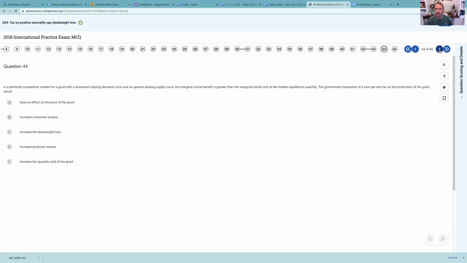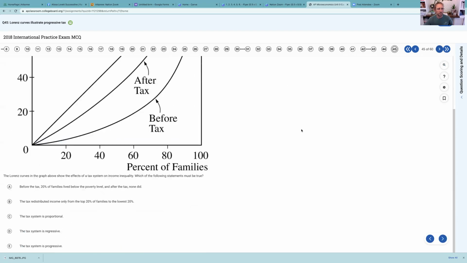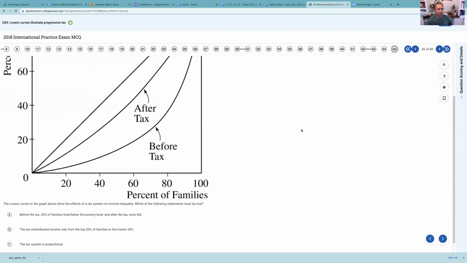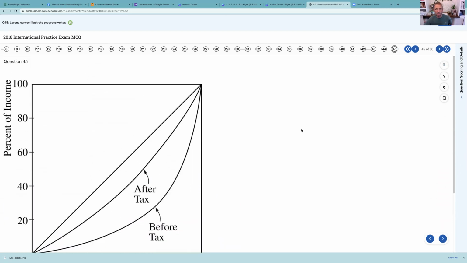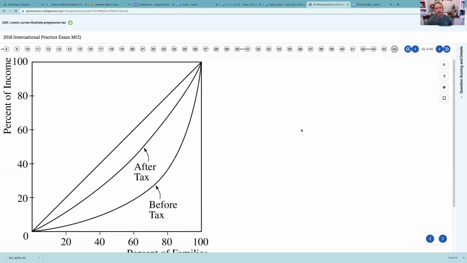Okay, 45. Oh boy. We have not talked about the Lorenz curve, I don't think. But let me go ahead and explain it super quick. Maybe we have. If we did, it was really quick at the very end. No, I don't think we've talked about it. Maybe we have. You'll tell me later. The Lorenz curve basically shows income distribution, okay?